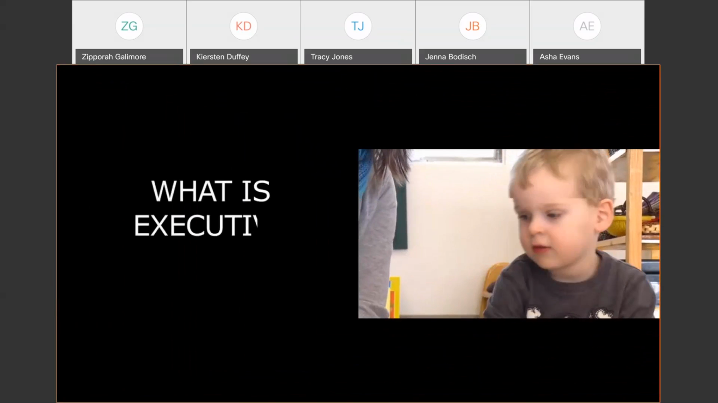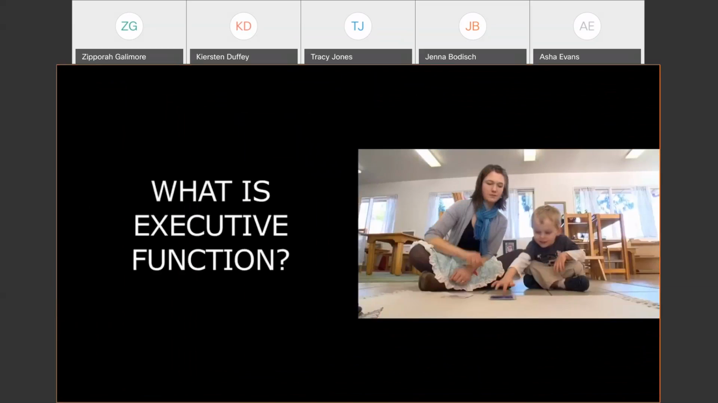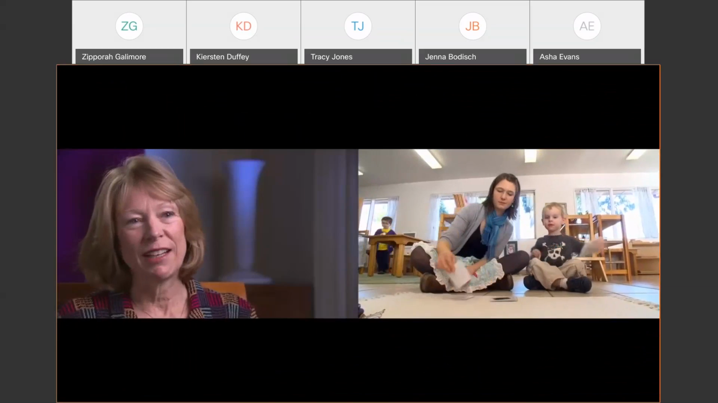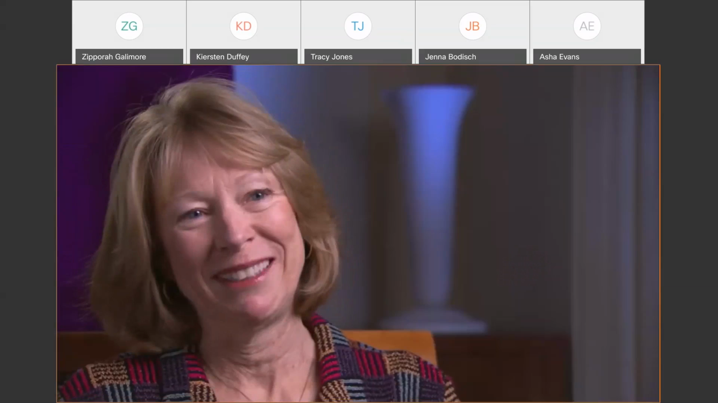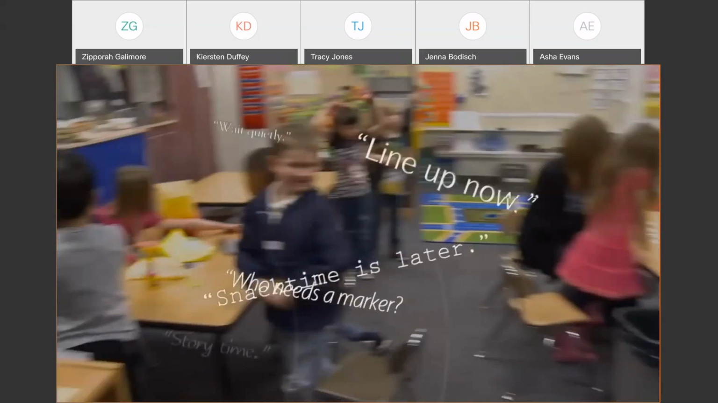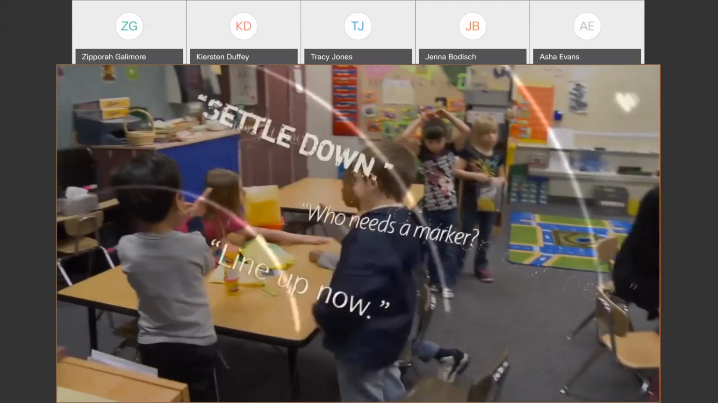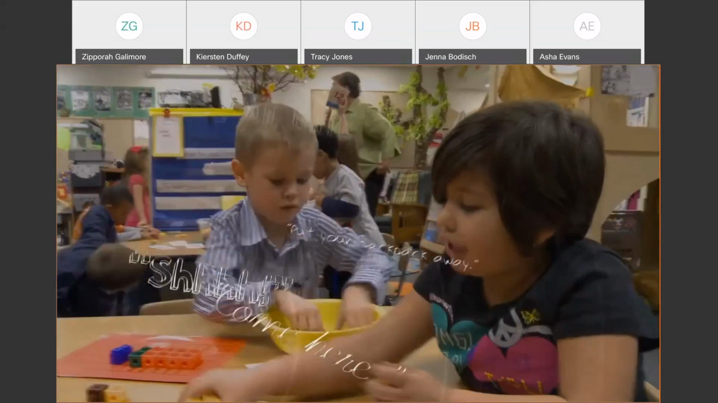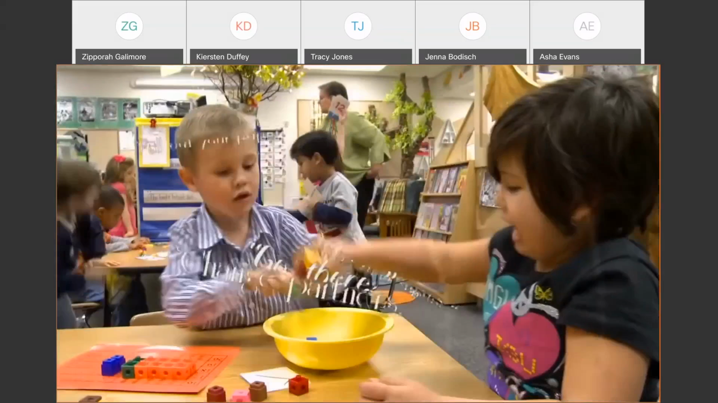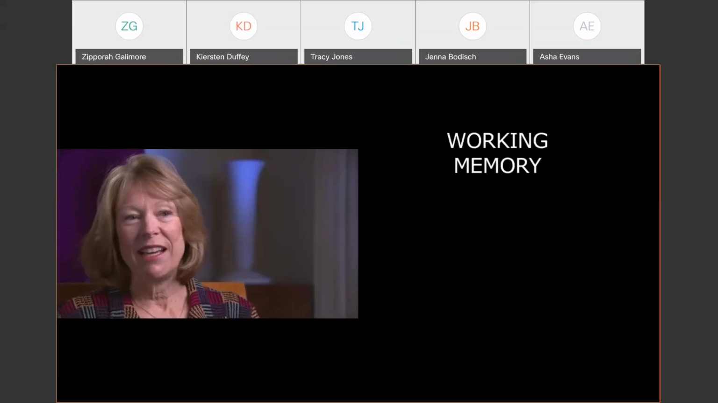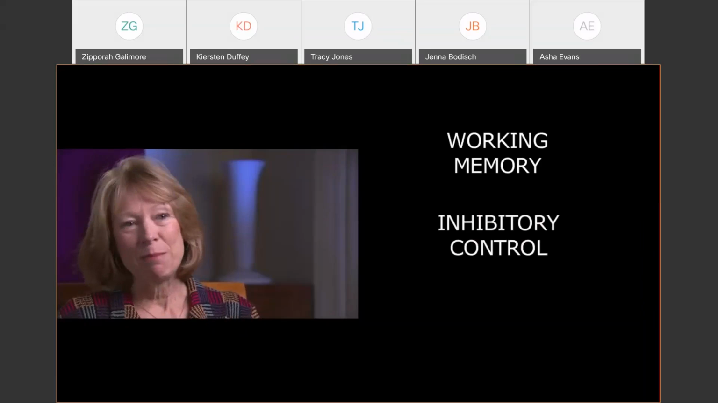What is executive function? Probably the best way to think about it is sort of like an air traffic control system in the brain. Just like an air traffic control system has to manage lots of airplanes going on, lots of runways, and really exquisite timing and so on, a child has to manage a lot of information, avoid distractions. We really think of it as involving working memory and inhibitory control and mental flexibility.